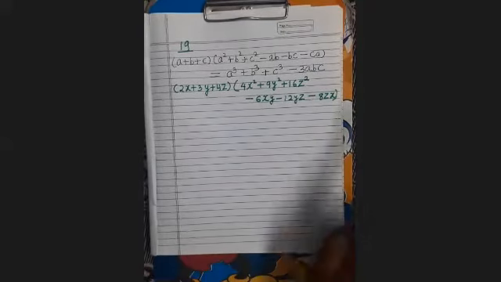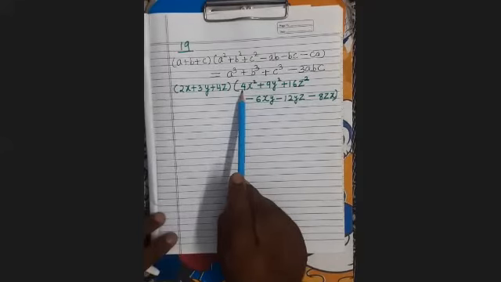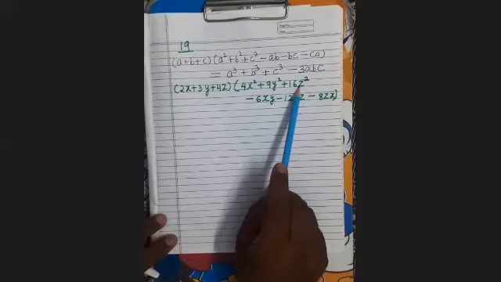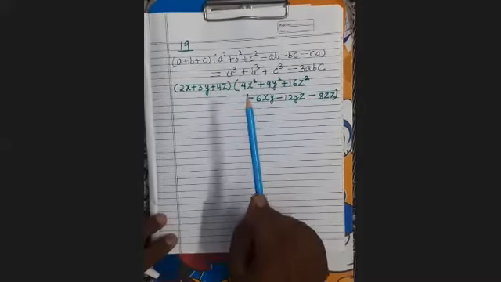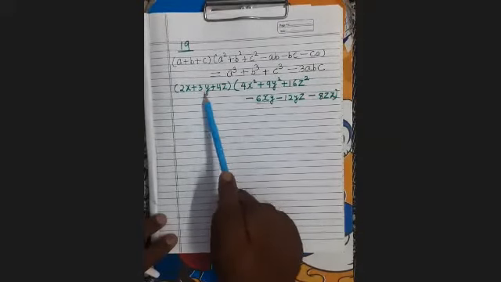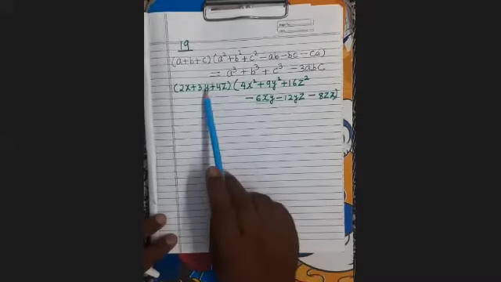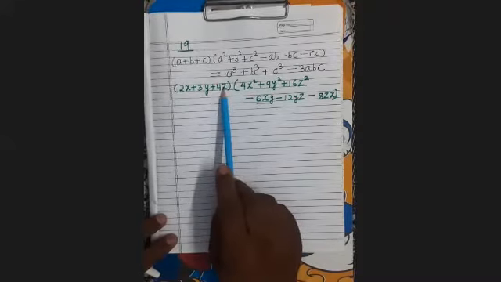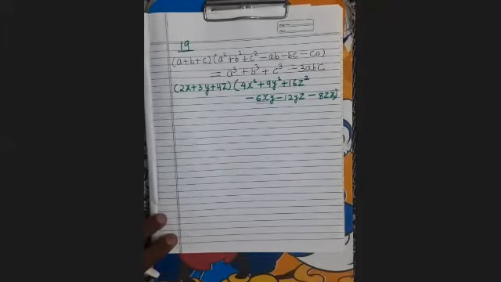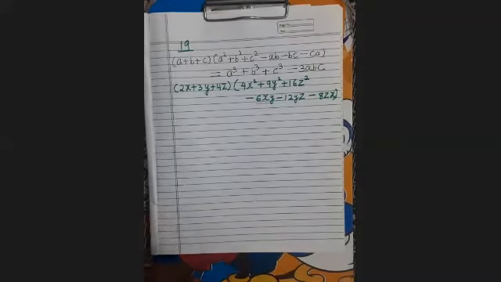So you see here 4x square, it is the whole square of what? 2x. This is 3y. This is 4z. This is the product of which two? 2x and 3y, 2x into 3y. This is the product of 3y and 4z. And this is the product of 2x and 4z. Clear?